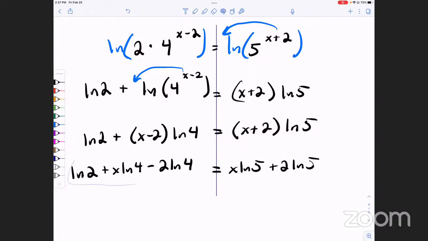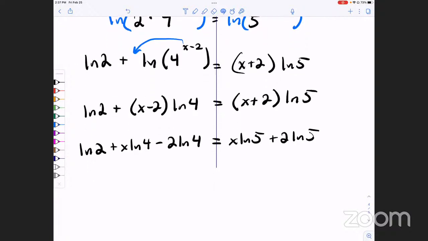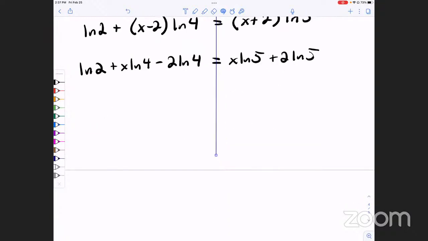Now with this fully expanded form, any term that has x, we're going to move to the left. Any term that does not have x, we're going to move to the right. We're going to keep our x's on the left. The x times the natural log of 4 can stay. The x natural log of 5, I'm going to subtract from both sides, so we're going to have minus x natural log of 5.